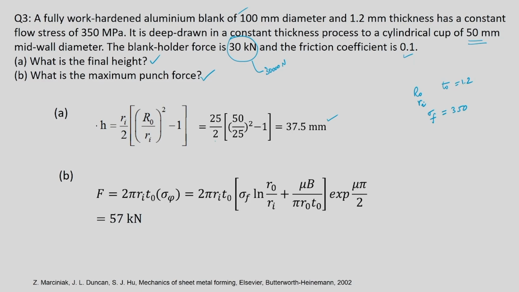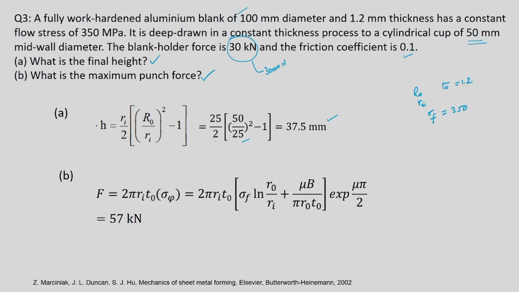Okay. So, now they are saying that what is the final height? This could be the final height that can be drawn for this particular type of material. Okay. Sorry, this is 50 mm cup diameter. Sorry, this is not height. No, this is not height. This is a cup diameter. Yeah, cylindrical cup of 50 mm mid wall diameter. So, cup diameter is 50, correct. So, that is what we are given as 25. Okay. So, final height formed is only 37.5 mm.